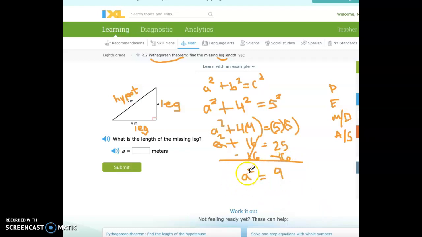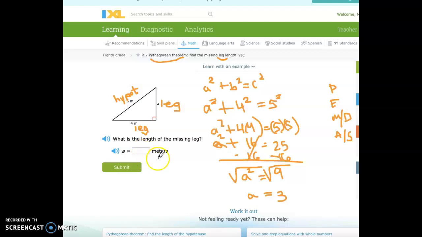And I'm trying to get a by itself. So when you undo a square, you have to square root that side, and the same to this. Square root of 9, or radical 9, is a perfect square. So we're going to get back 3 for our answer. Our leg is equal to 3. So in here, I will type in a 3 shortly.